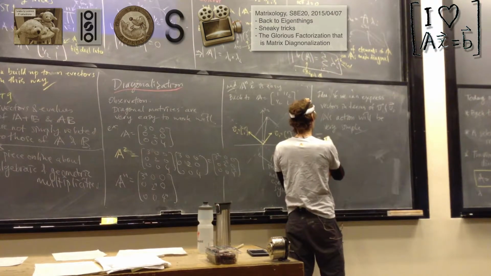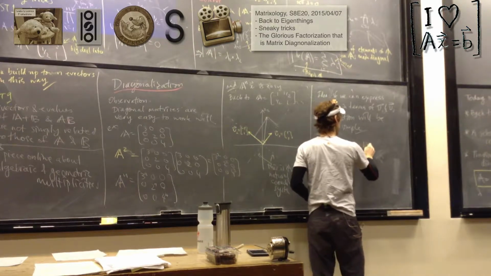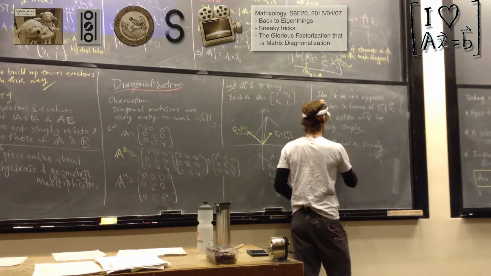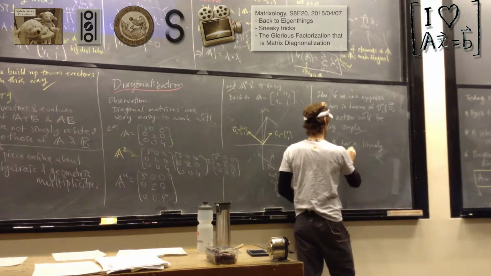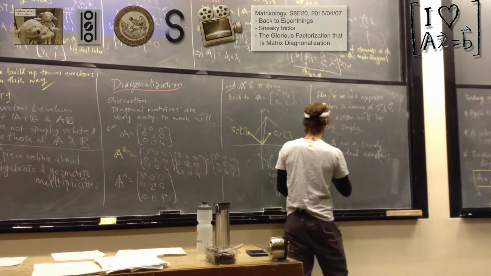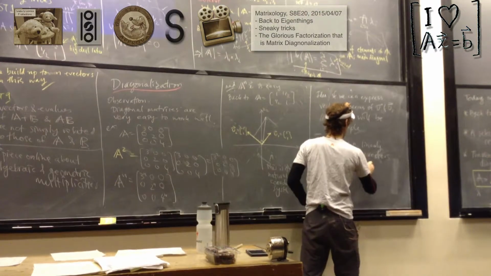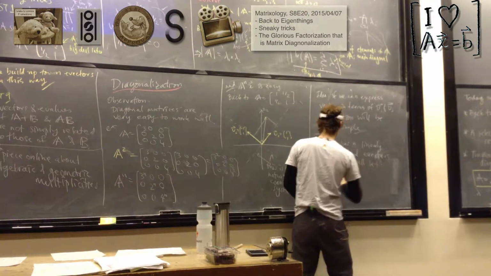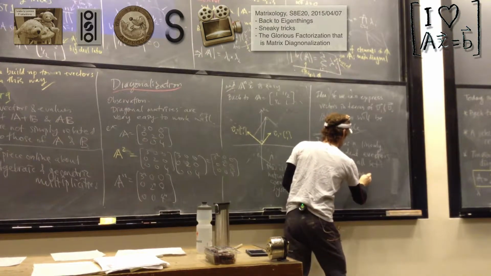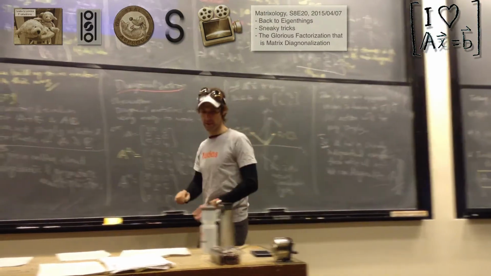So if A has n linearly independent eigenvectors, it's not about eigenvectors, it's about the eigenvectors, then we're all set. We can diagonalize A. I know, it's tremendous, very exciting. Oh, we can diagonalize A. So let's do that.